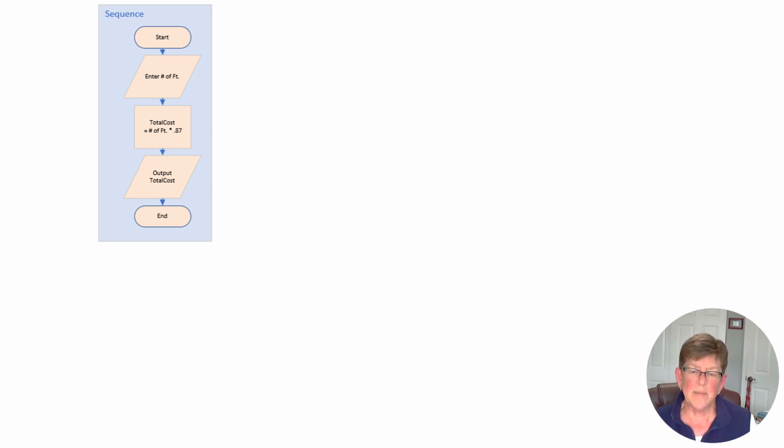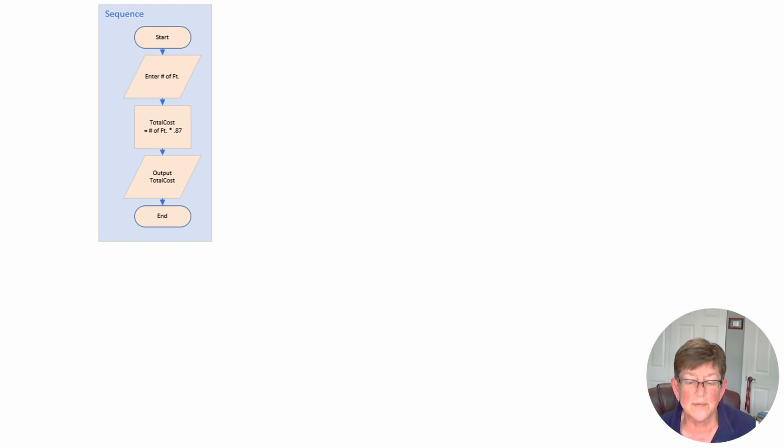Today I'm going to describe how to model a programming process using a flowchart. There are three basic structures used in programming: sequence, selection, and iteration. Often you'll see a combination of all three in one flowchart. So let's use this scenario. A customer decides they want to buy some cable and want an estimate from the company. The cost per foot of cable is 87 cents. To model this process, we'll use a sequence structure.